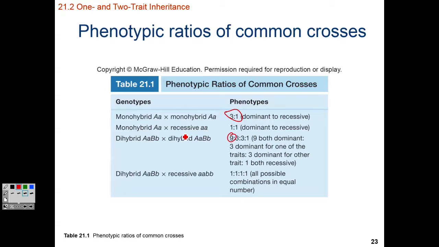So if you see a 9-3-3-1 phenotypic ratio, that is a big red flag that you are working with a dihybrid heterozygote cross. Because if we total this up, 9 plus 1 plus 3 plus 3 gives us those 16 potential outcomes for that 4x4 grid that we put together. And if you have a 1-1-1-1 phenotypic ratio, that means you have a dihybrid where one parent is a heterozygote for both traits and the other parent is a homozygous recessive for both traits.